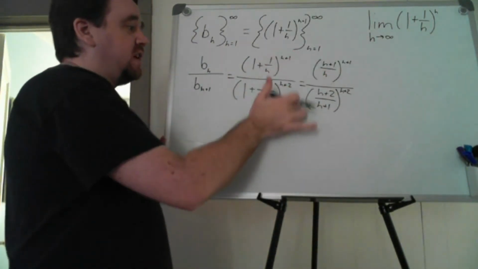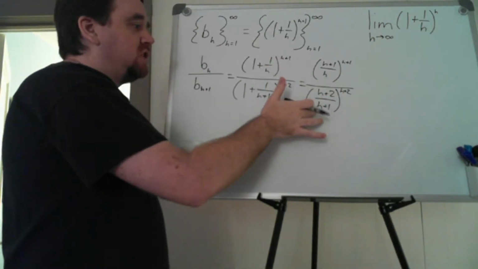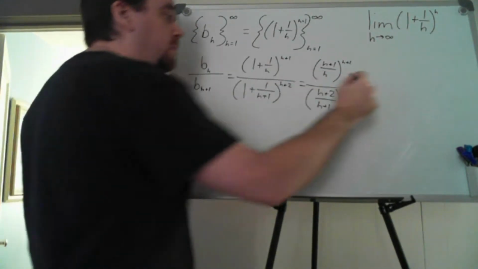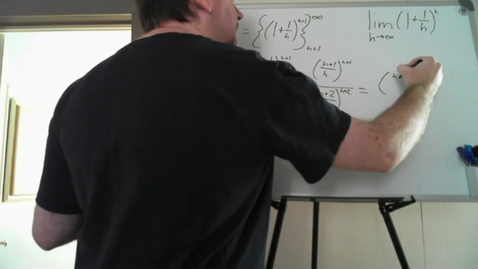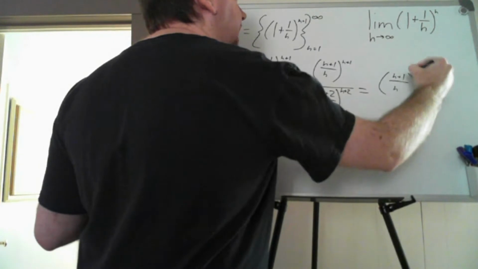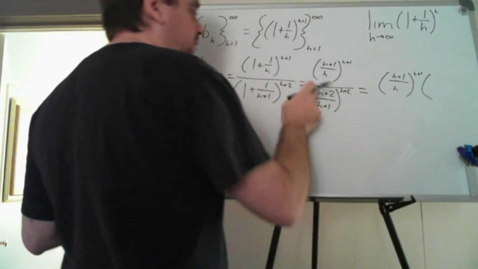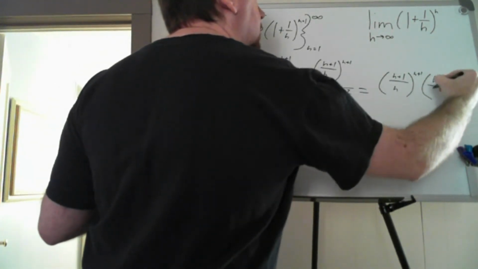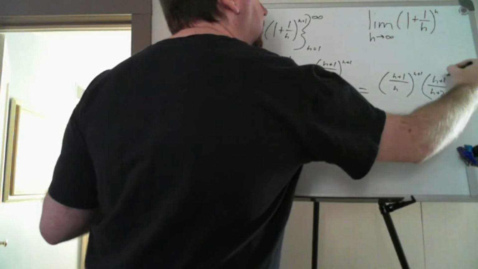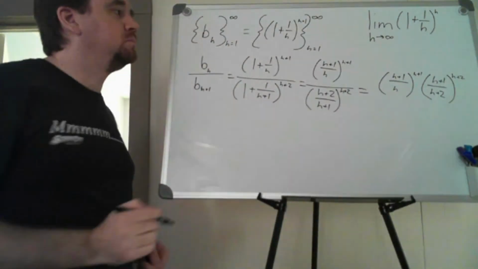Again, fraction divided by a fraction, not so nice. So instead of divide by this fraction, I can multiply by its reciprocal. So my first one stays the same. I've got (h plus 1) over h to the h plus 1 times, now flip this fraction, (h plus 1) over (h plus 2) to the h plus 2.